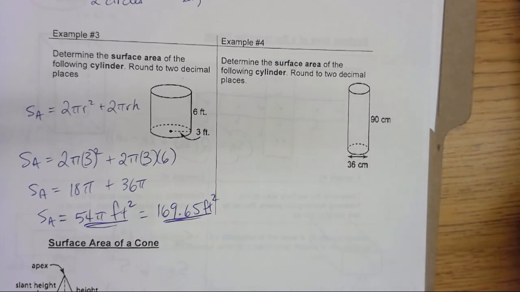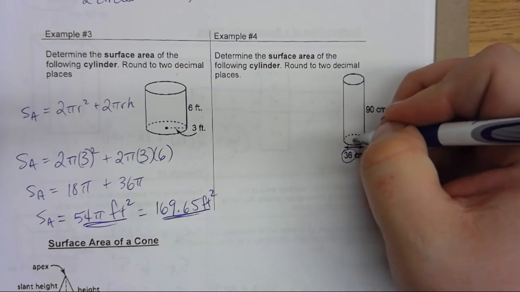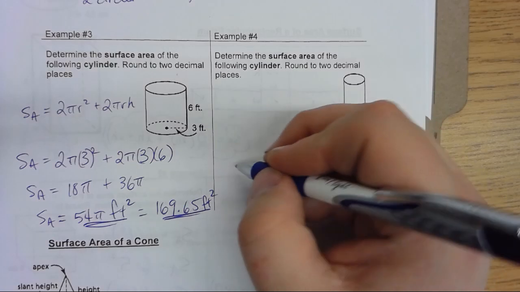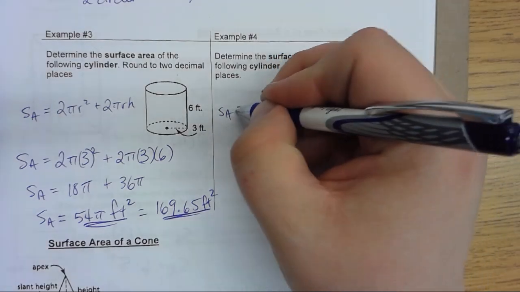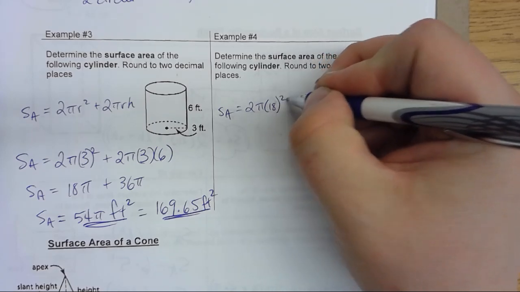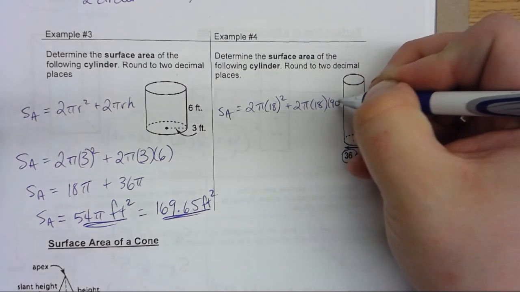All right. Example 4 throws a bit of a curve at us. They don't give me a radius, they give me a diameter. So I have to figure out for myself that the radius is half of this. Half of 36 is 18. So back to the formula. Surface area equals 2 pi r squared plus 2 pi r h.